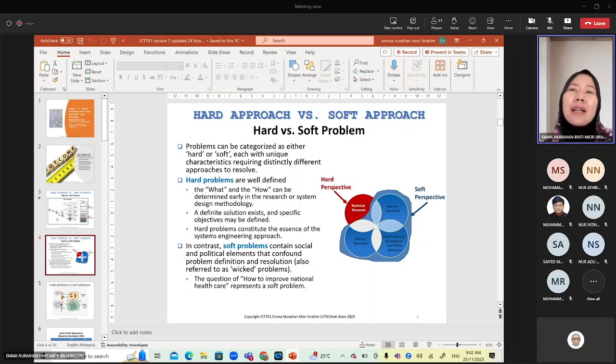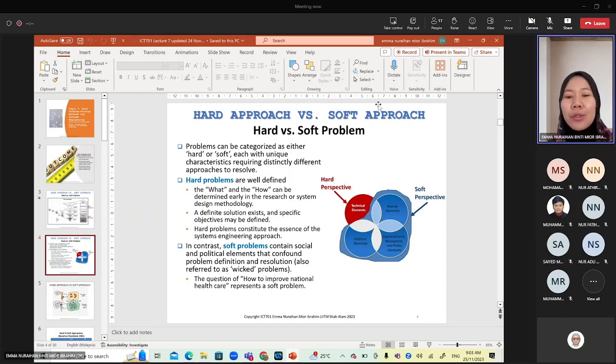Sebab tu bila zaman akhir zaman ni, the truth is being hidden. Kan, salah satu tanda akhir zaman adalah kebenaran ditutup. Yang ada semua fitnah-fitnah dunia. Ya, itu soft problem. Okay, alright. Okay, so it's also a wicked problem.